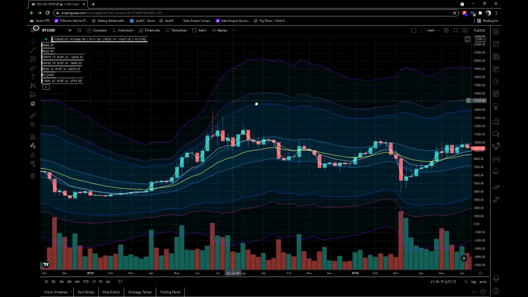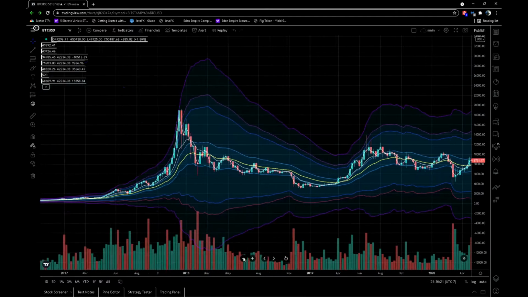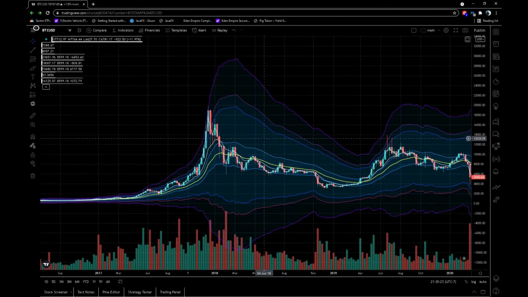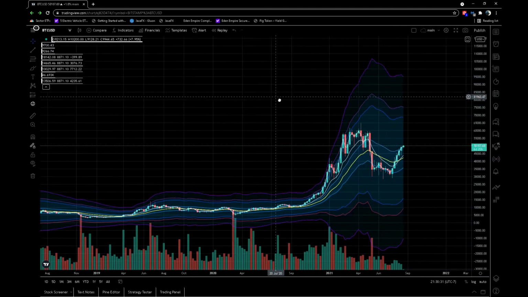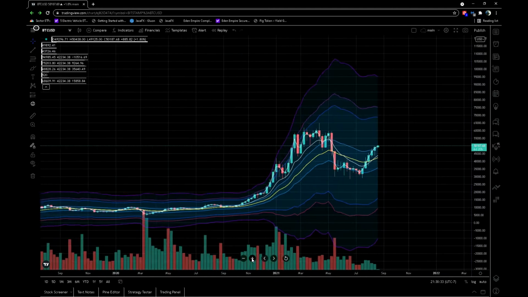And last time when that happened, have a look. Not saying it's the same, but I'm just saying when we came down, we stayed in that channel there. And we did stick to that yellow line. Always price sticks to that yellow line. It's like a VWAP.